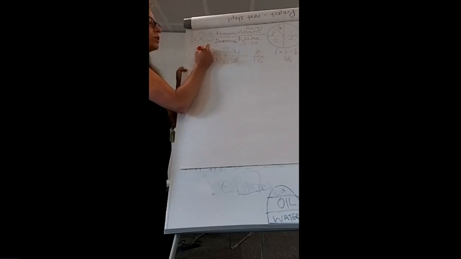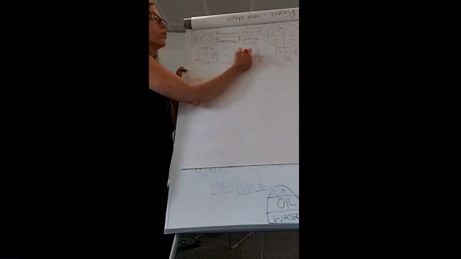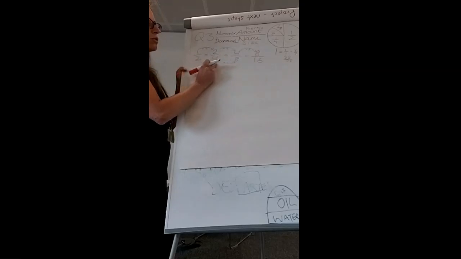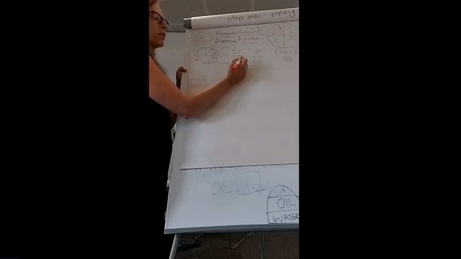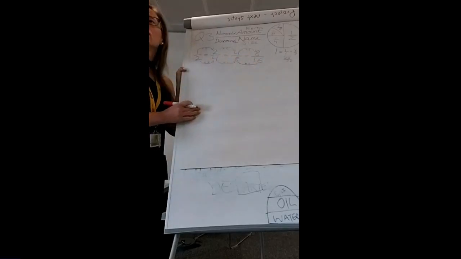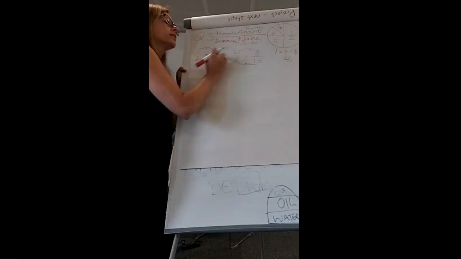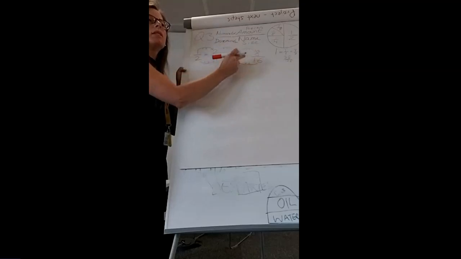1 times 2 is 2. 2 times 2 is 4. 4 times 2 is 8. 2 times 2 is 4. 4 times 2 is 8. 8 times 2 is 16. And it's always the same because we multiply by the same number. It has to be the same.